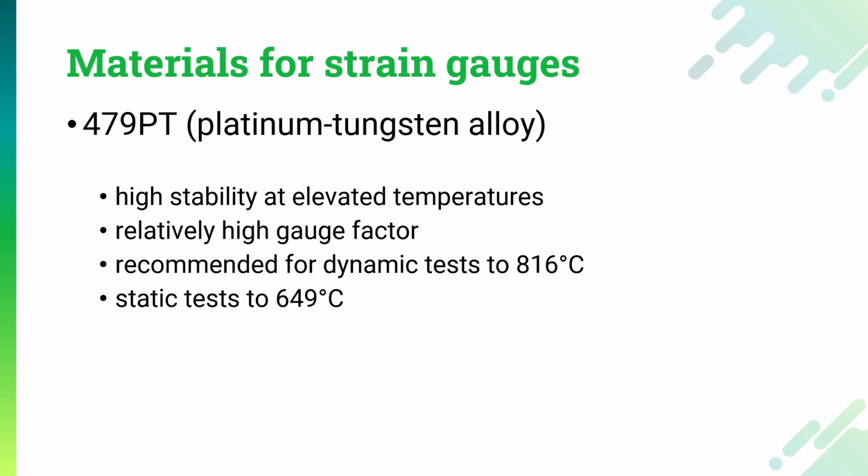The next material is PT. Now when it comes to PT, always remember that it is the platinum tungsten alloy. PT means platinum tungsten alloy. This kind of material shows unusually high stability at elevated temperature. Whenever there is higher temperature, it shows higher stability. It also has a relatively high gauge factor for an alloy, but still it is a stable one.